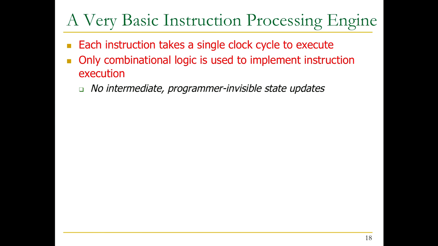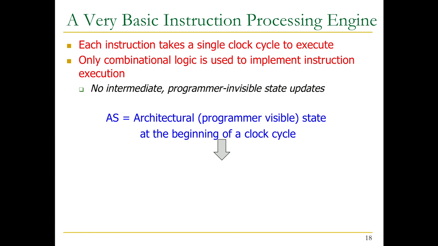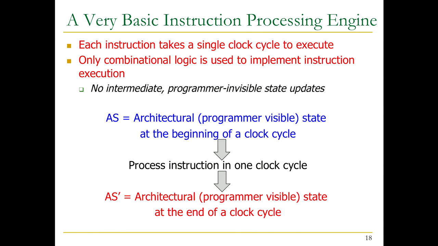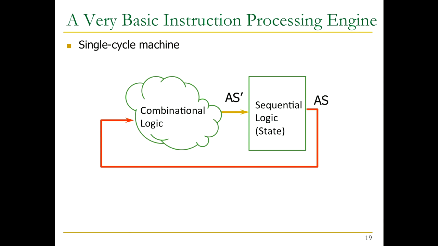Now let's look at what you've seen so far. Basically, this is one of the most basic, but as I will show you, a contrived way of designing processors. Each instruction takes a single clock cycle to execute. You basically use only combinational logic to implement instruction execution, because you have the state and then the next state logic. Next state logic is combinational. There is nothing sequential there. There are no intermediate programmer invisible state updates. You basically take this, process the instruction in one clock cycle, produce this, architectural state prime. And if you are more visual, it looks like this basically. This is the input, architectural state, next state logic, architectural state prime.